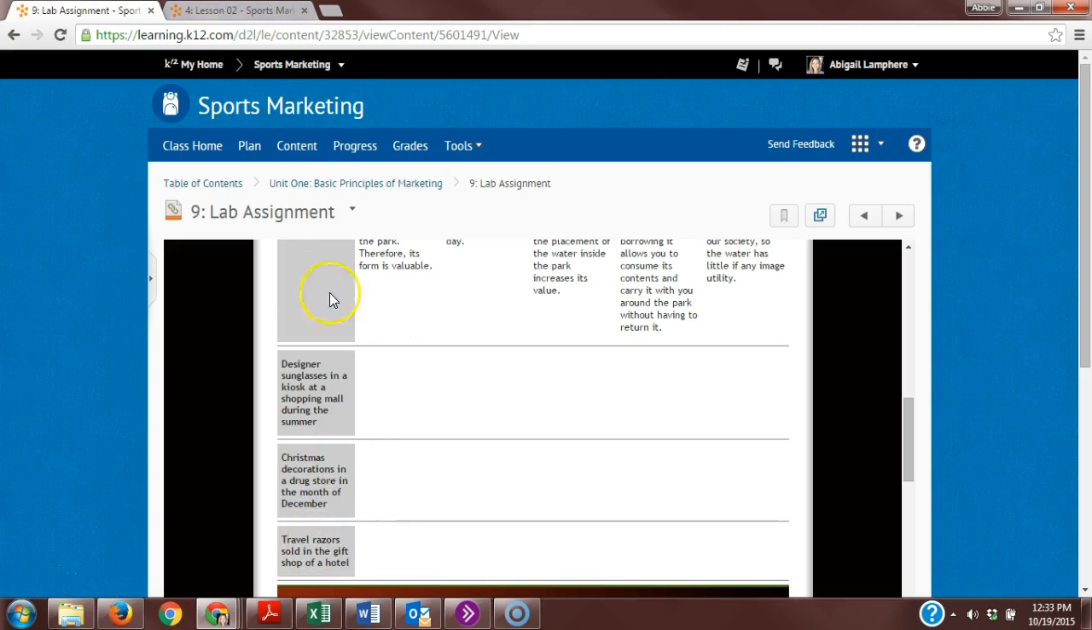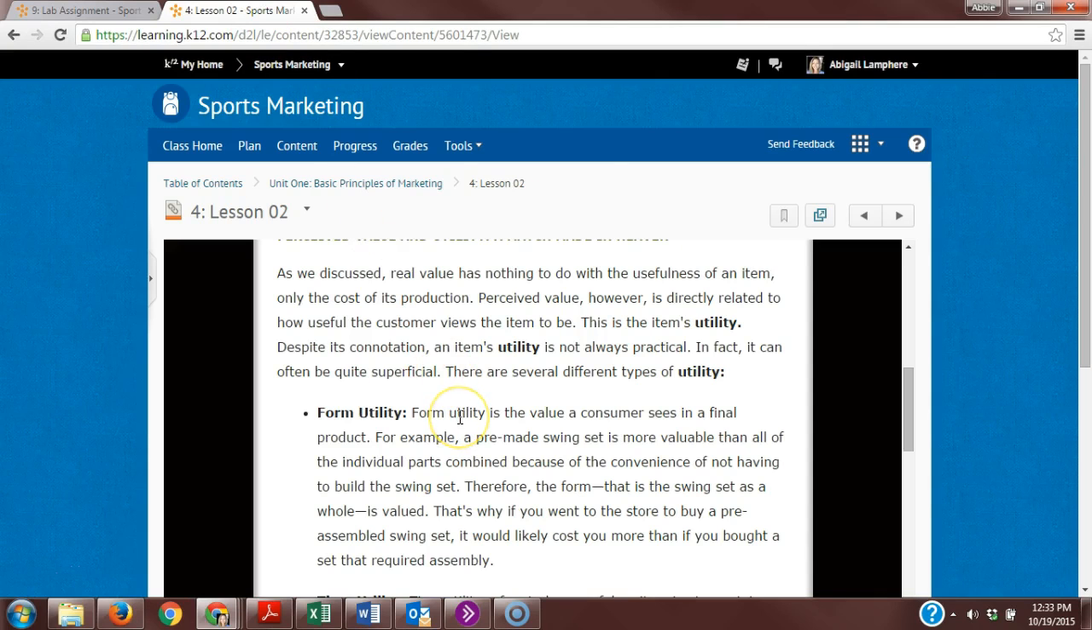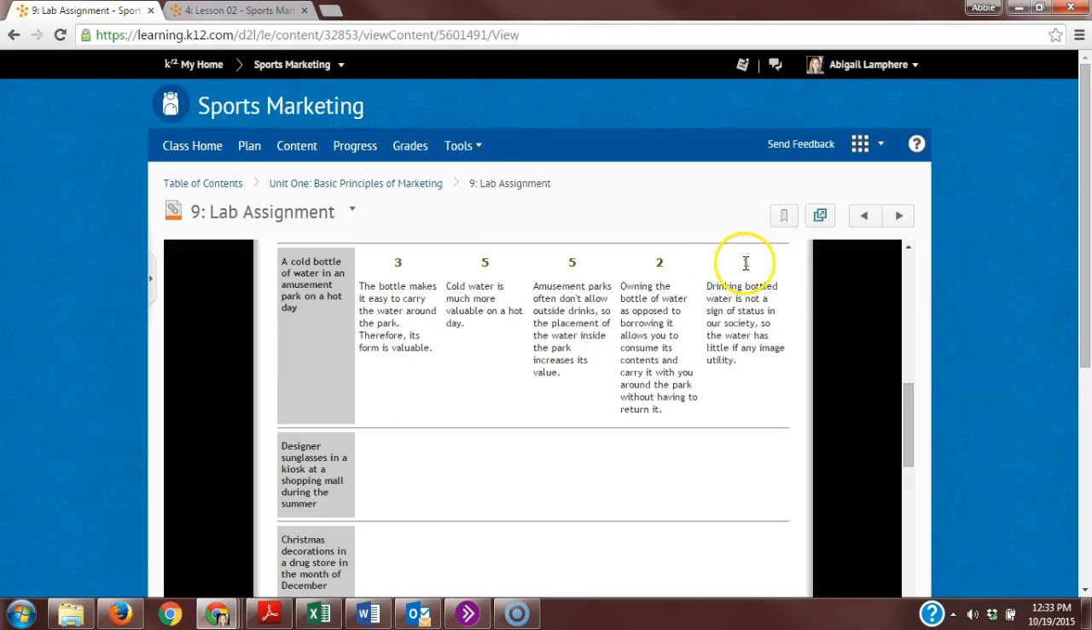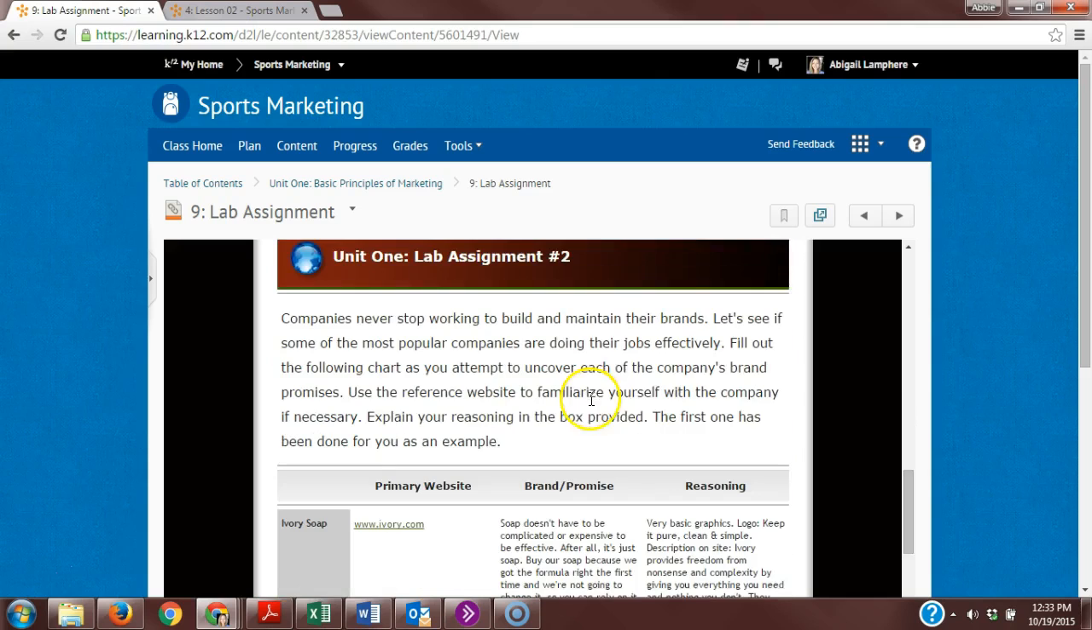Again, just walking through how each type of utility relates to the product, and then ranking them from how much value they add to that product. Lab assignment 2: companies never stop working to build and maintain their brands. Let's see if some of the most popular companies are doing their job effectively. Fill out the following chart as you attempt to uncover each of the company's brand promises.